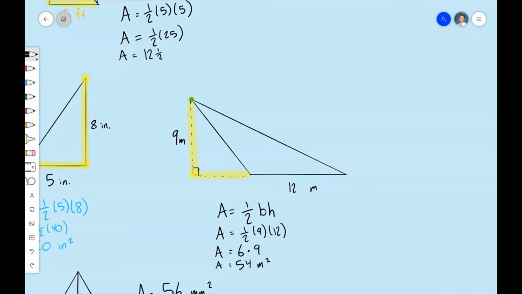And just to show you again that any order would work, you could do 1/2 of 9 times 12 and first do 9 times 12. You would get 108, and then you could find 1/2 of 108, which again is 54. So that's just showing you the commutative property of multiplication. The order that we choose to multiply does not matter.